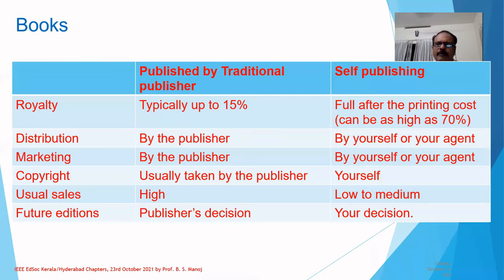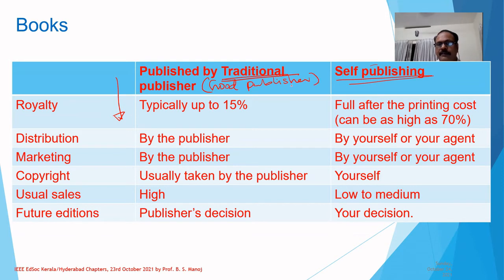Now comes the role of publishing. There are two ways. One is the traditional publication by traditional publishers, or self-publishing, where you take the cost of the publication. The difference I have briefly summarized into these points: royalty, distribution, marketing, copyright, sales, future editions, and so on. Usually, with a traditional publisher, it's a good quality publisher. If it's a top-ranked publisher, this is the situation.